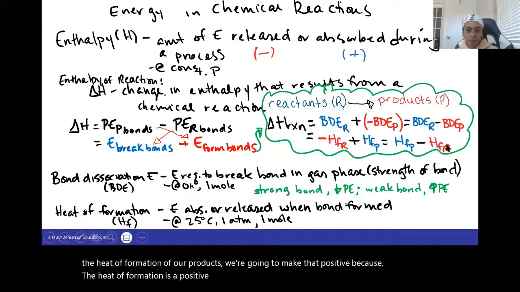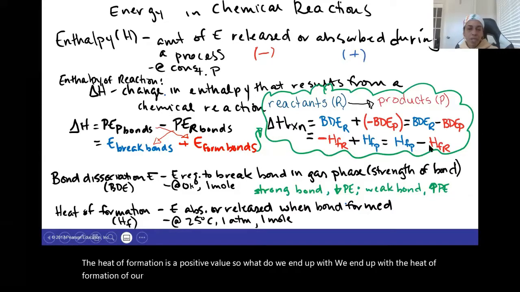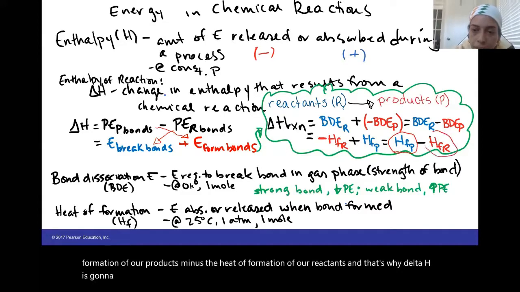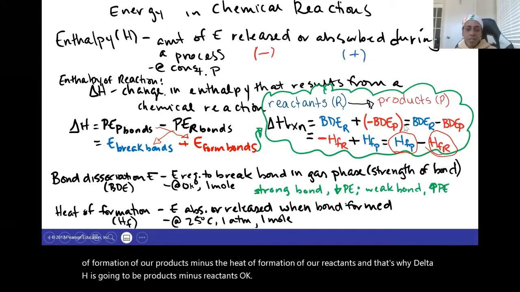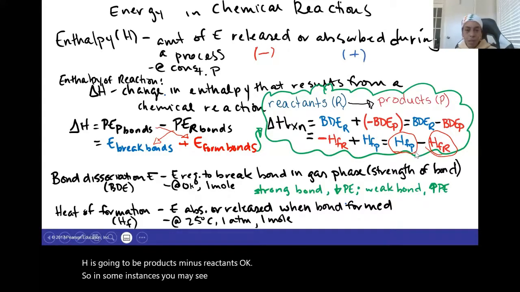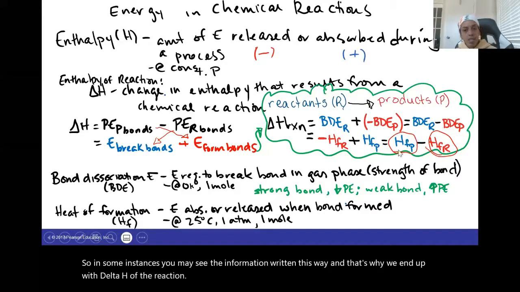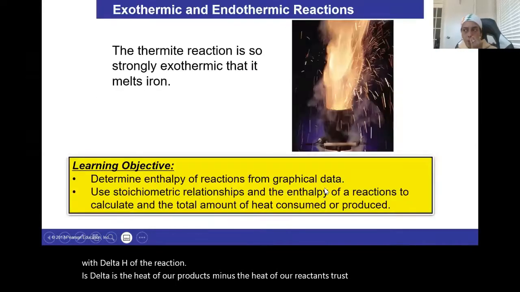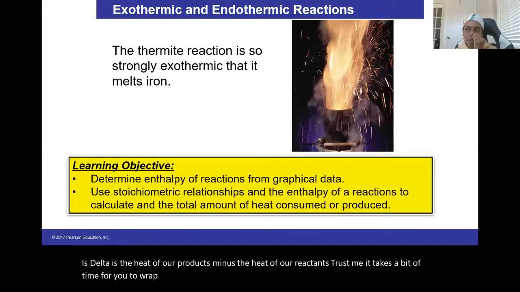So what do we end up with? We end up with the heat of formation of our products minus the heat of formation of our reactants. And that's why delta H is going to be products minus reactants. Okay? So in some instances, you may see the information written this way, and that's why we end up with delta H of the reaction is the heat of our products minus the heat of our reactants. Trust me, it takes a bit of time for you to wrap your mind around energy of reactions, right?